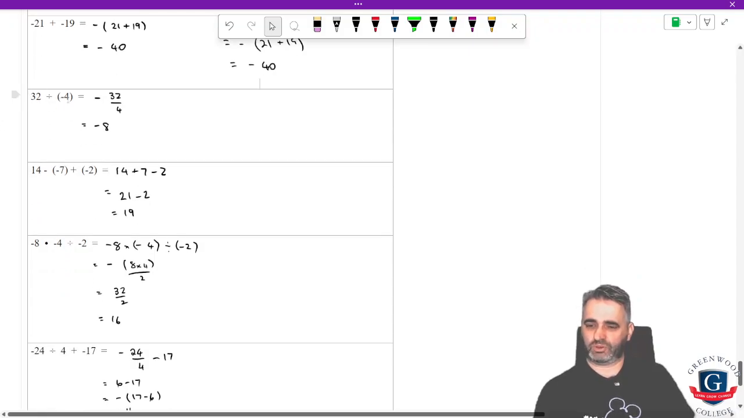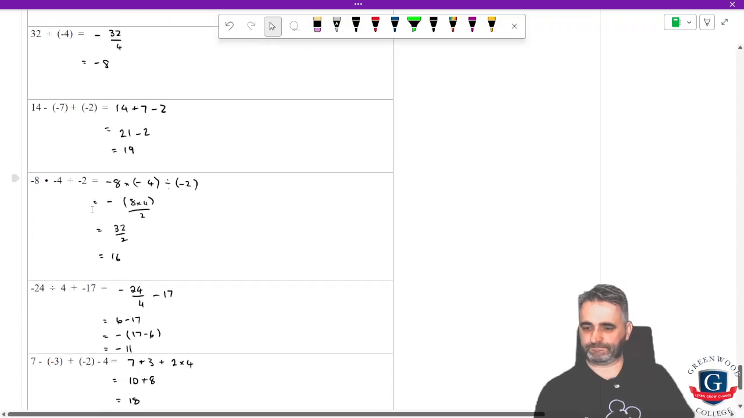30 positive divided by minus will be minus, 32 divided by 4 will be 8, the answer will be minus 8. 14 plus minus minus will be plus, plus minus will be minus, so you get 14 plus 7 minus 2. That's 21 minus 2, working from the left as per BIMDAS. 21 minus 2 is 19.